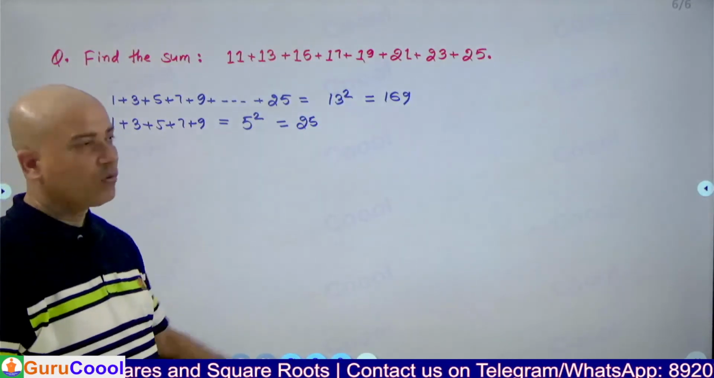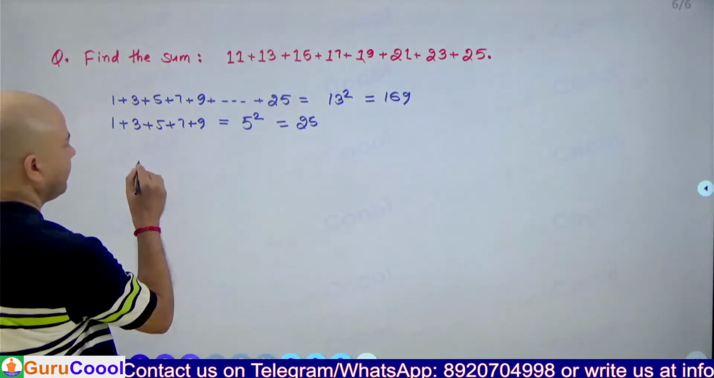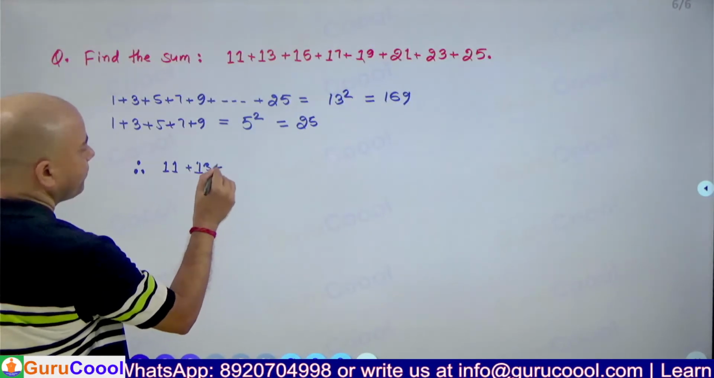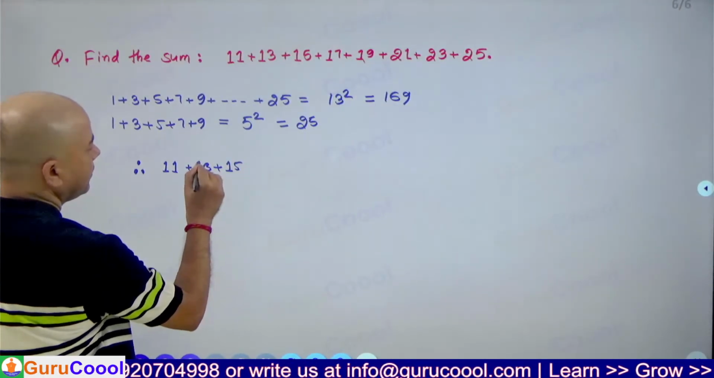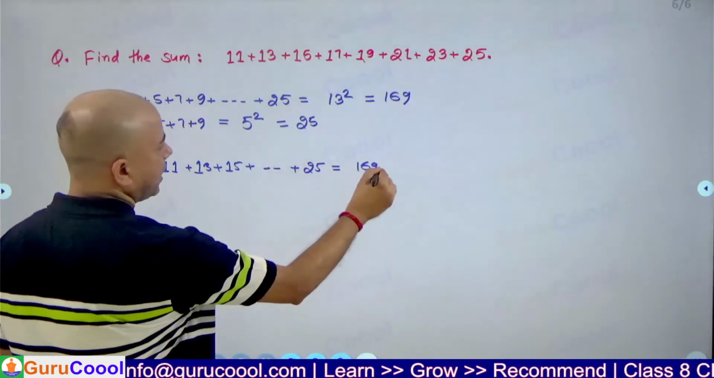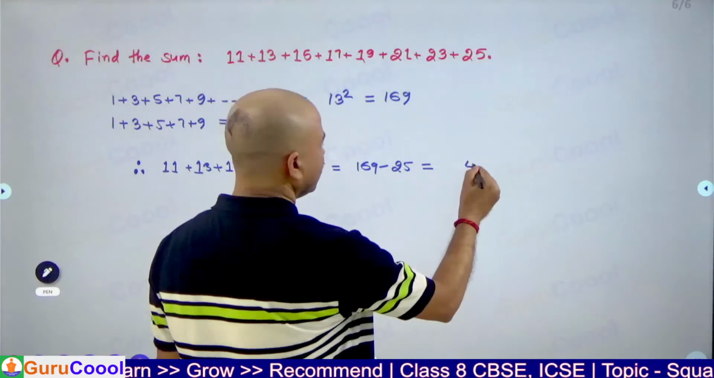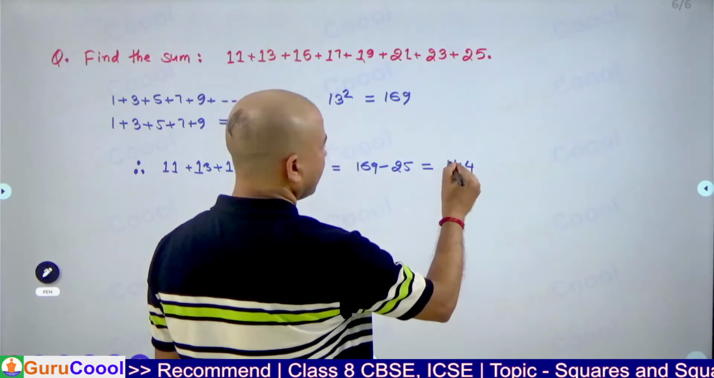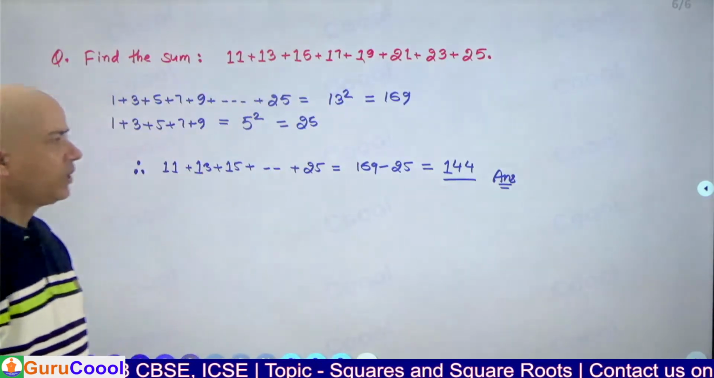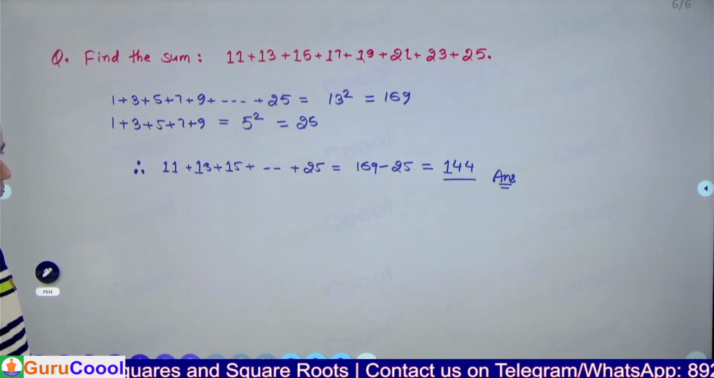That's it. We have to find the sum from 11 to 25. So this is the trick. Therefore, 11 plus 13 plus 15 and so on till 25 will be 169 minus 25. Subtract and get the answer. 144. Did you understand? Yes, sir.